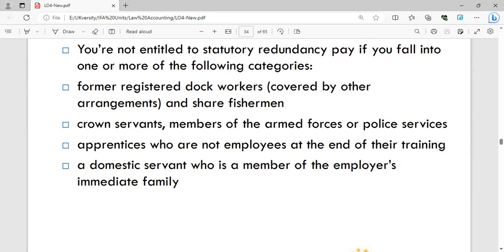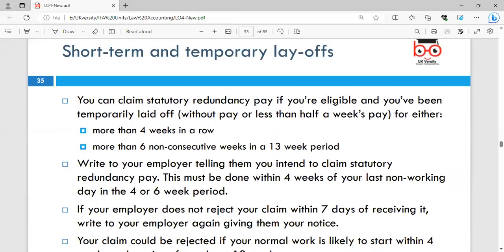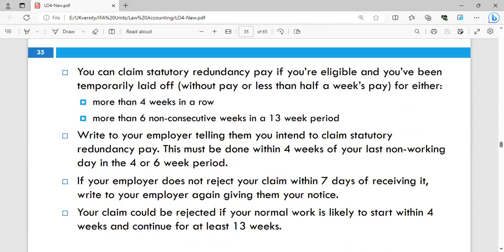So you have to be entitled to redundancy pay. You can look around at registered workers, Crown servants, and various apprentices. So we have to look at those separately. Short-term or temporary contracts or zero-hour contracts can run more than 4 weeks. You're eligible for a temporary layoff without pay, or less than half a week's pay, for more than 4 weeks in a row.